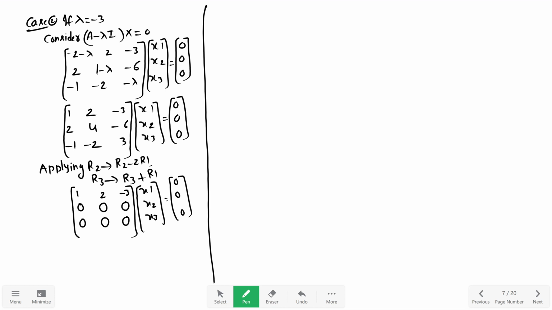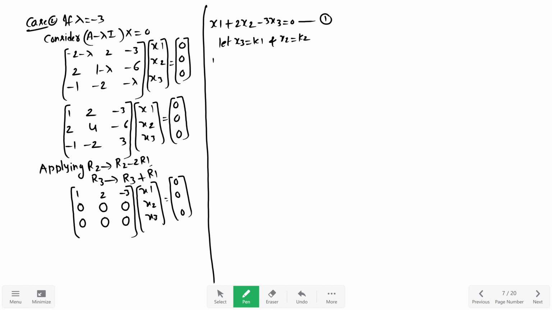The first row times the column gives x1 plus 2x2 minus 3x3 equal to 0. This is equation number 1, and it is only one equation. There are three unknowns, x1, x2, x3. To find two independent variables, let x3 equal k1 and x2 equal k2. The reason is that with only one equation and three unknowns, there are two independent variables.